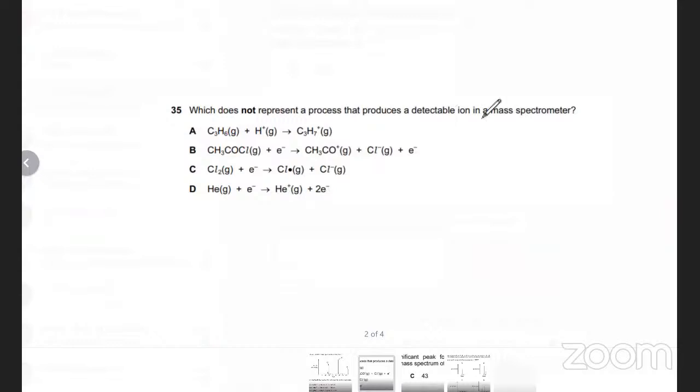What is this one? Which does not represent a process that produces a detectable ion? Same question: detectable ion in a mass spectrum. So for an ion to be detectable, remember, a molecule will break down into many small fragments, right? This is going to get detected, positively charged. This is going to get detected. Who's not going to be detected? Chlorine minus, because negatively charged particles are not detected. Helium +1 is obviously going to get detected, but Cl minus is not going to get detected. Only positively charged particles are detected in the mass spectrum.